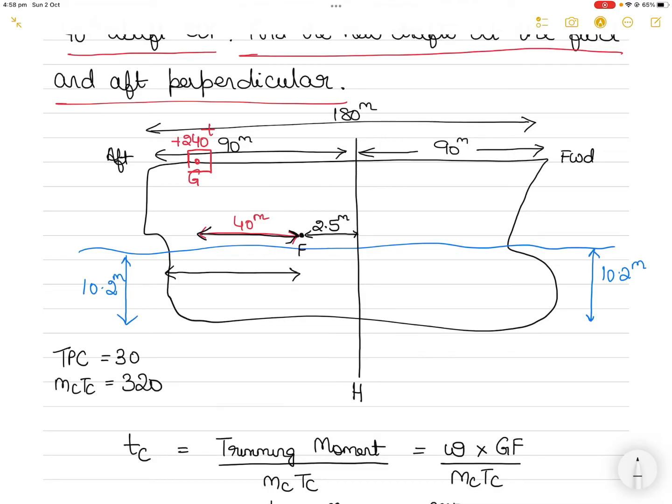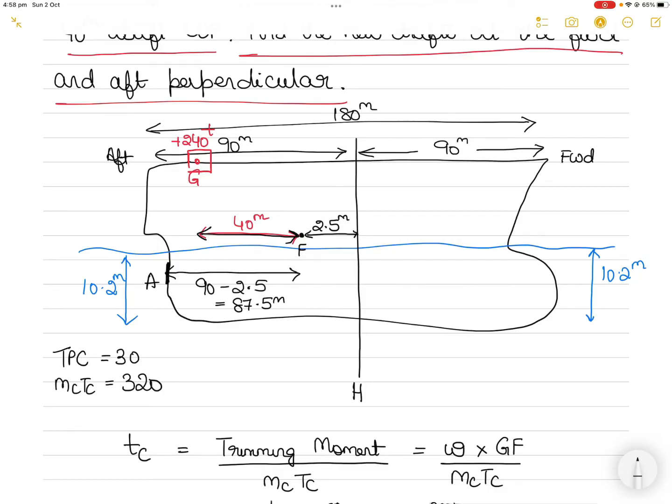All right, what is this distance here? So if from aft perpendicular to midship is 90 meters and center of flotation is 2.5 meters from the midship, that means this distance here from aft perpendicular, let's call it A to F, is nothing but 90 minus 2.5, which is equal to 87.5 meters.